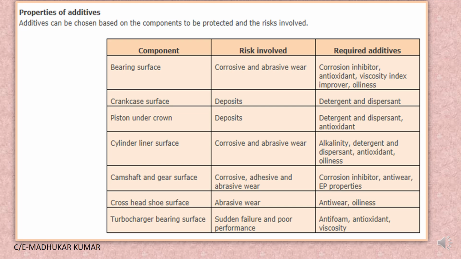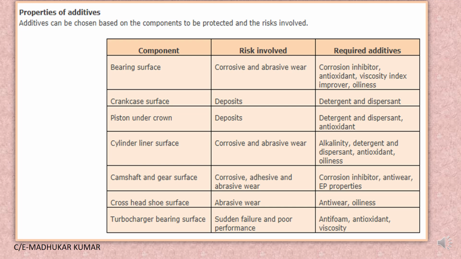And here we have the additives in a chart formation: the component and the risk involved, and what are the required additives, which is listed over here. It is a very useful chart, so I'm going to explain it now. If we take the bearing surface as the component, then corrosion and abrasive wear are the most risky part of it. So we should have the corrosion inhibitor, antioxidants, viscosity index improver, and oiliness in the lube oil being utilized for the bearing surfaces.